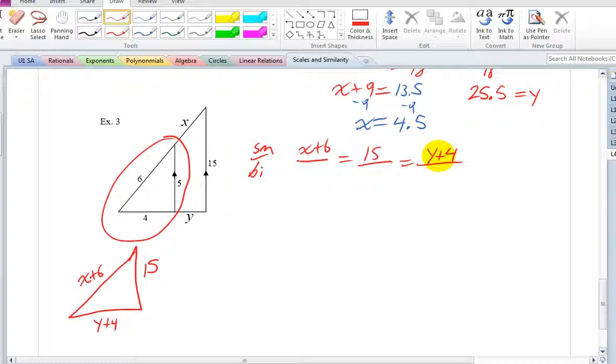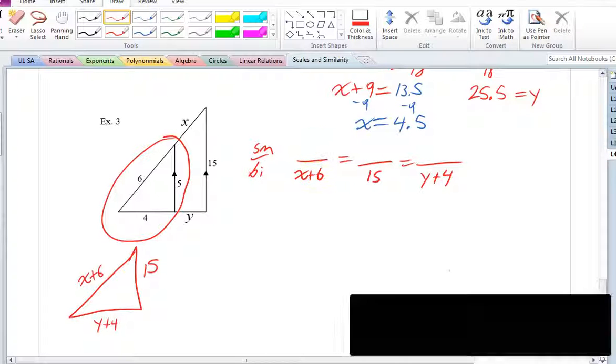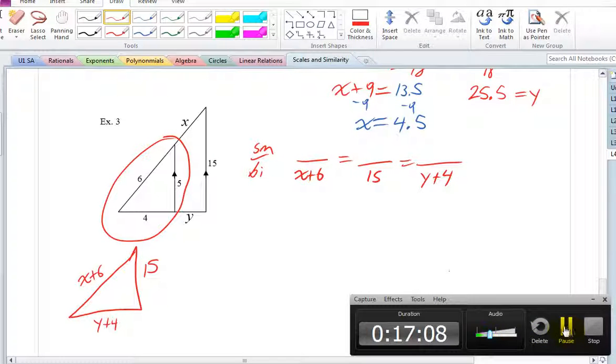Okay, and so those are the three sides. Oh, sorry, I screwed that up completely. X plus 6, 15, y plus 4. My apologies. Okay, match them up. See if you can solve. Remember to cross multiply, and remember brackets. Okay, this will be the hardest.